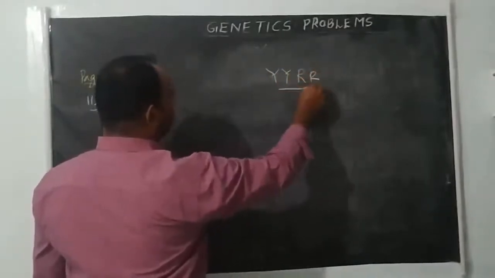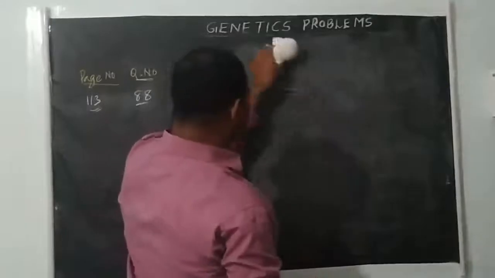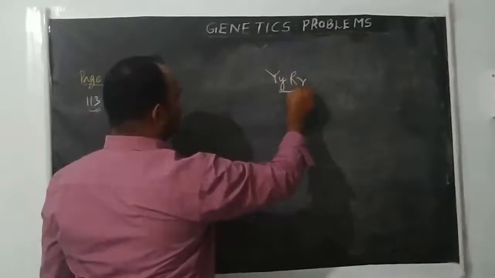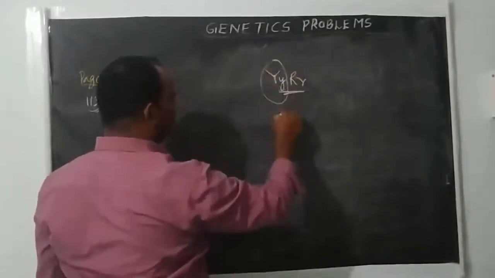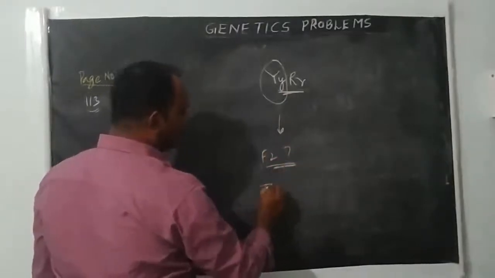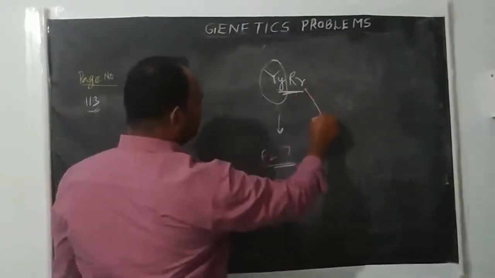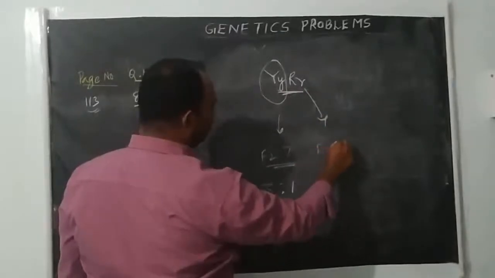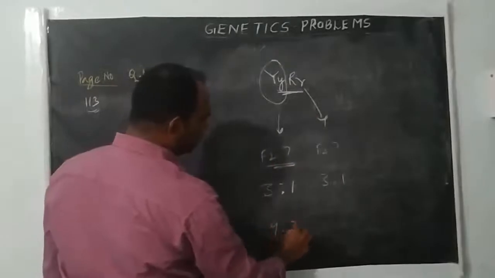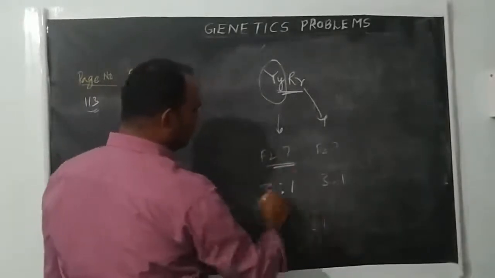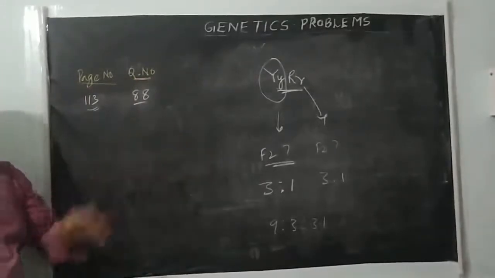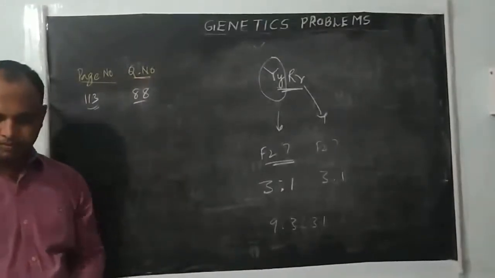In the F2 generation, selfing of F1 gives F2, right? They are asking only about one pair. What phenotype will we get in F2? Definitely 3:1. Together we get 9:3:3:1, but if you take only a single character alone, the phenotypic ratio is 3:1. Right? This is the answer.